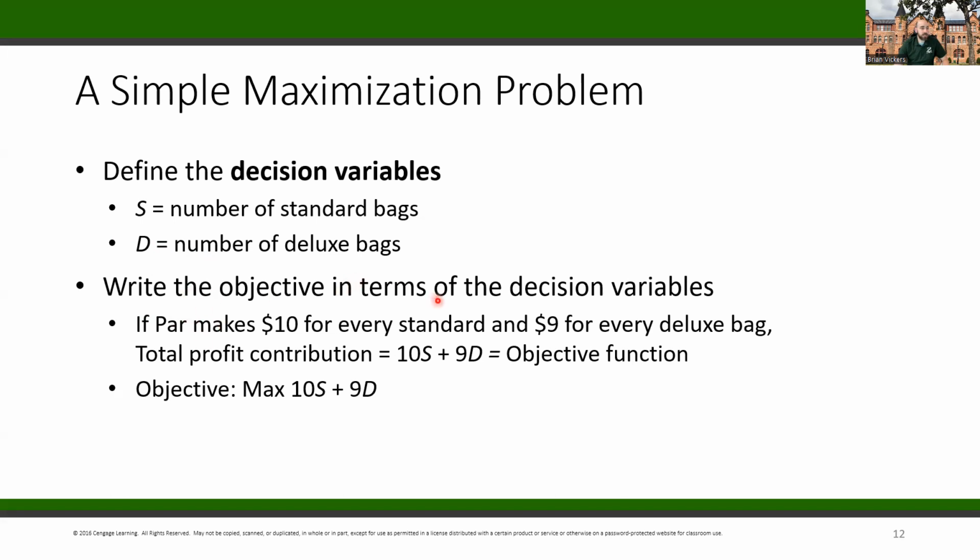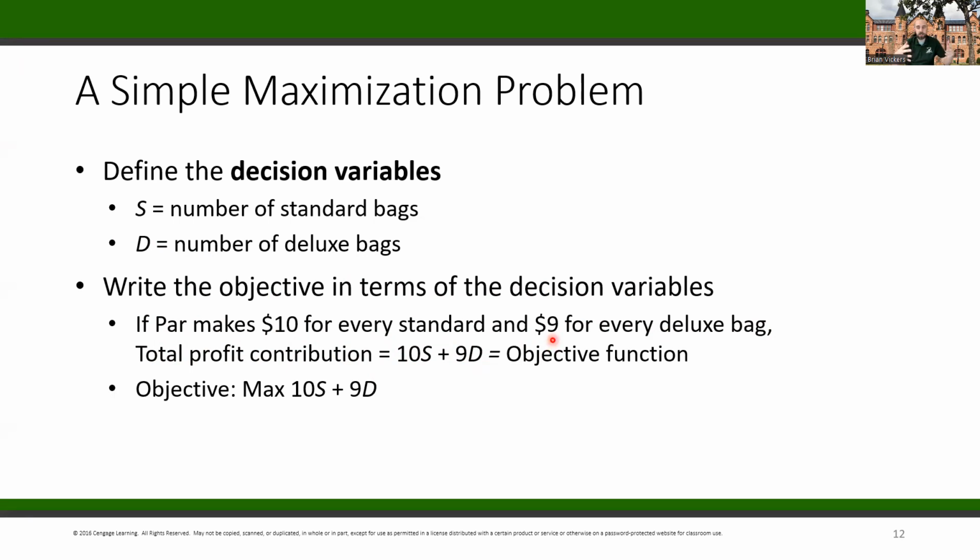And then writing the objective in terms of those decision variables. If PAR, the company, makes $10 for every standard and $9 for every deluxe bag, then the total profit contribution is going to equal 10 times S plus 9 times D. So this is that written down as a formula: $10 for every standard, $9 for every deluxe. So that's the objective function.